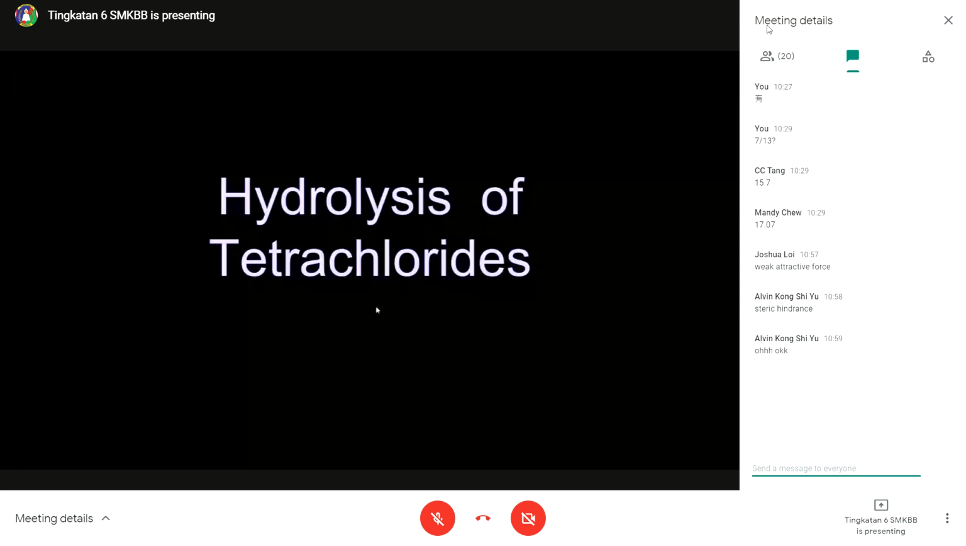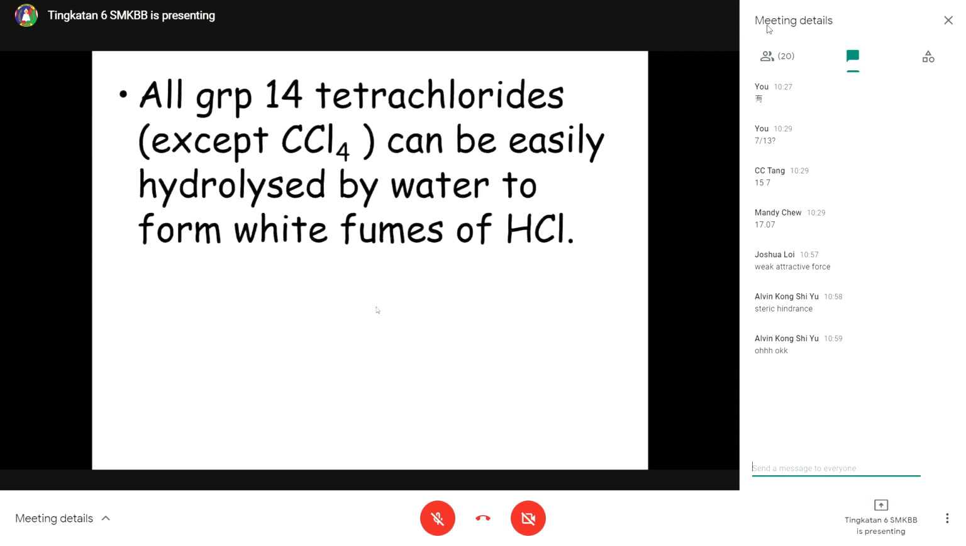Okay, hydrolysis. So let's see. All group 14 tetrachlorides, all except CCl4, can be easily hydrolyzed by water. That means they can react with water, in other words, except CCl4. Of course, one of the products is hydrogen chloride gas, seen as white fumes being released.